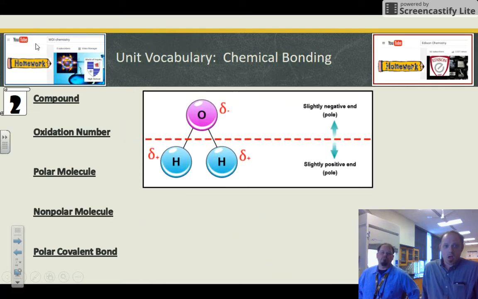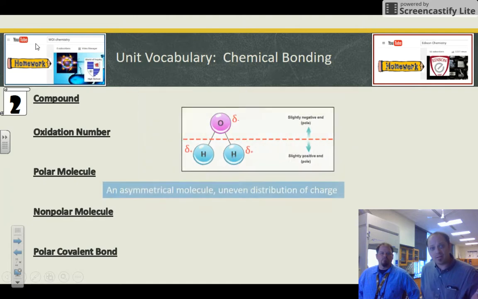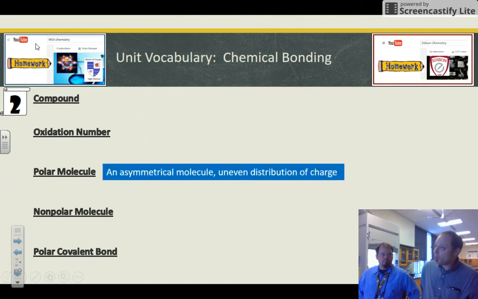So there it is. A polar molecule is a molecule that is out of balance. One side of the molecule has more of the electrons, the other side has less. So it's not symmetrical. Asymmetrical, there's some geometry coming at you. Uneven distribution of charge will make a molecule behave a little bit like a magnet, a north and south pole. And that is what we call polar molecules.